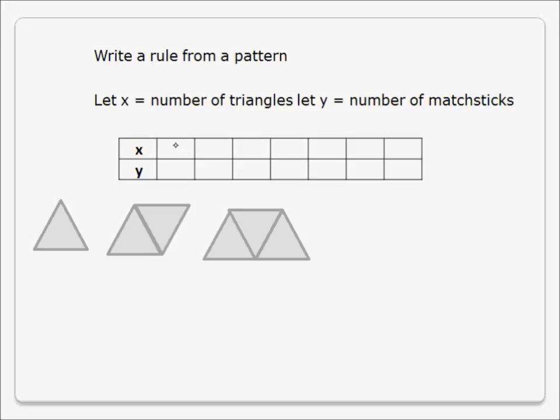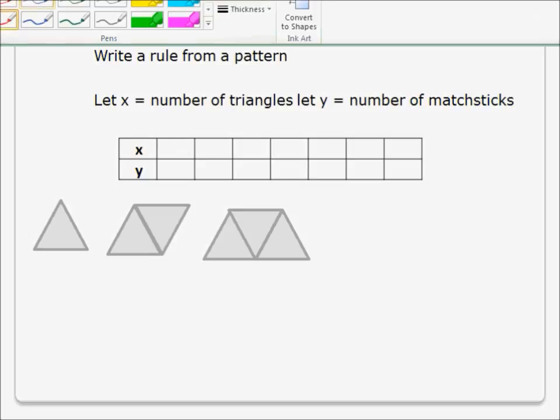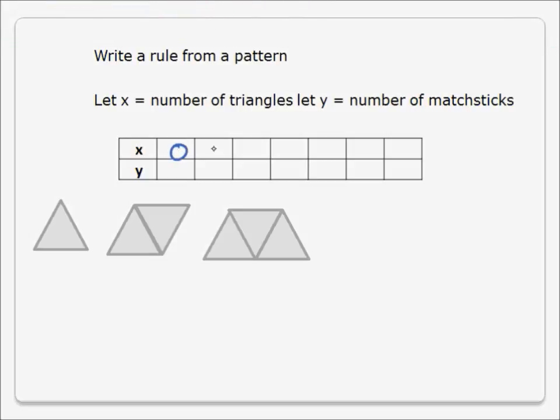So the very first thing I would do is start to fill in my table of values. So I'd start off with 0, 1 triangle, 2 triangles, 3 triangles, 4 triangles. Now, I don't know how many matchsticks I need for 0 triangles. The logical thing is most people think 0 triangles, 0 matchsticks. However, we're looking for patterns, so we'll just leave that for the moment.